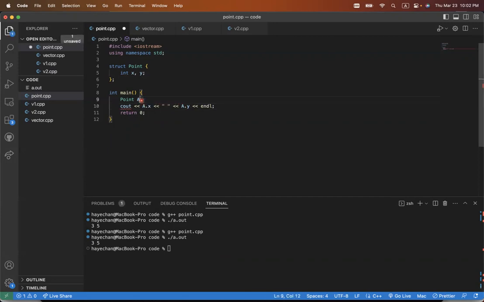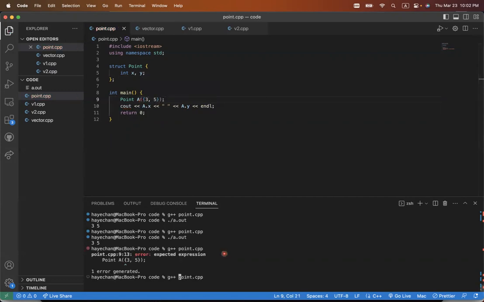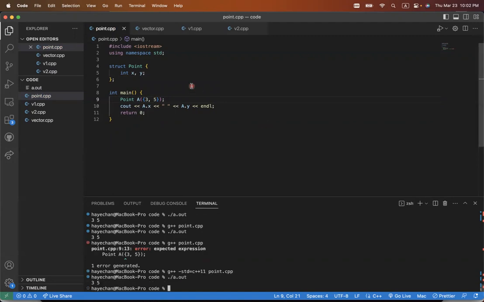You can just do it all together. Point A and bracket 3 and 5. That should give you the same thing too. Now you're using C++11 notation, so we want to add the compiler flags. Same thing. Okay, so that's point, and we're going to use that to help us keep track of all the points to visit all the coworkers.